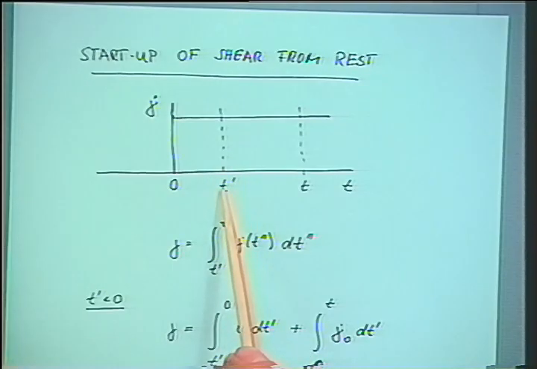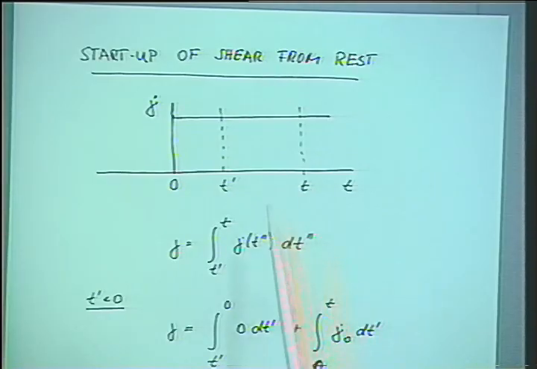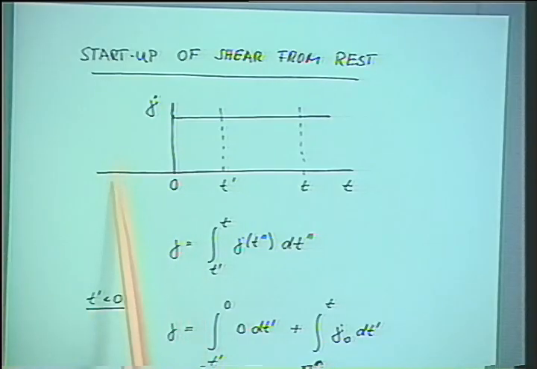Now, if this is an instant in the past where the material is, say, at rest, if t prime is smaller than 0, if we are down here, then we would evaluate this integral by putting in the shear rate of the first part of the experiment.